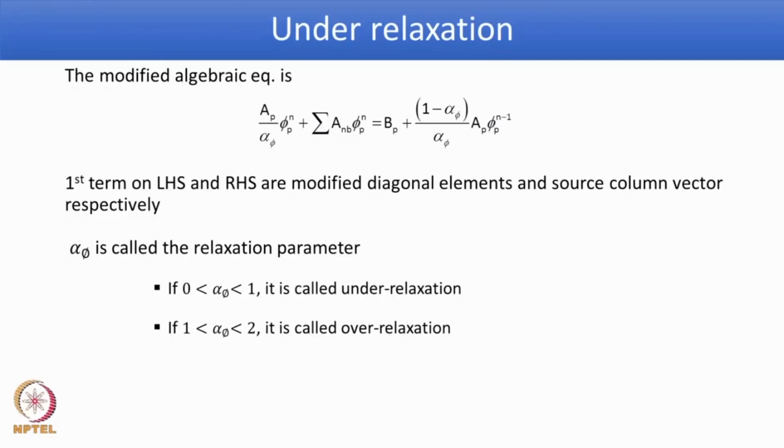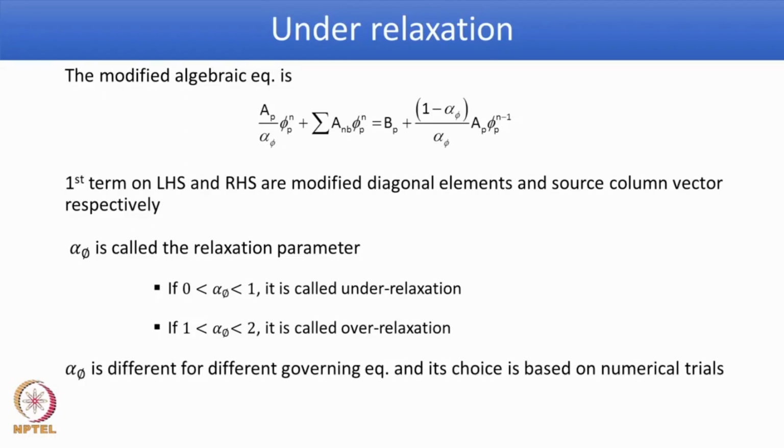If alpha is less than 1, such a procedure is called under relaxation. If alpha is greater than 1, the procedure is called over relaxation. It is different for different governing equations, and the value is decided based on numerical trials and experience.